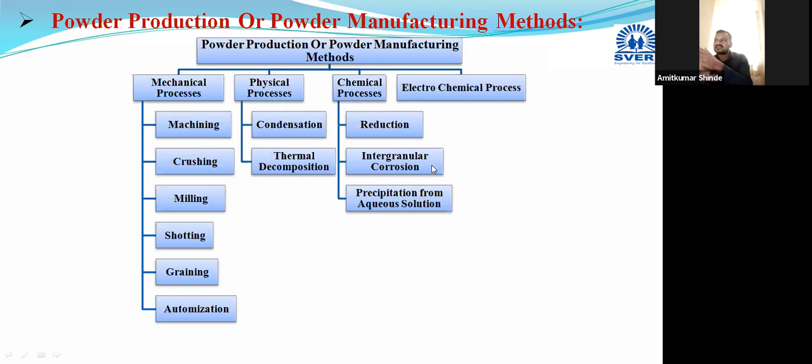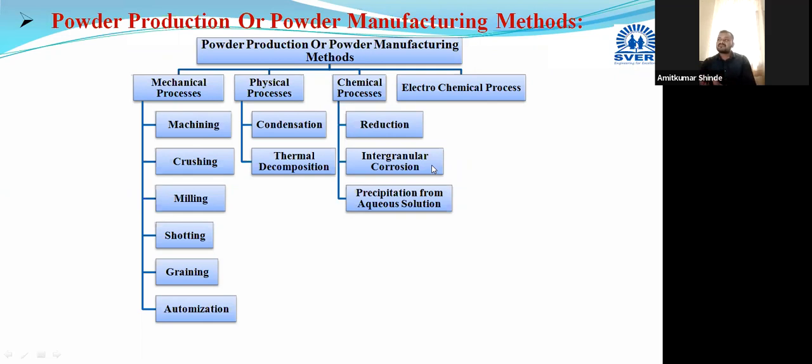Now how is this intergranular corrosion done? Initially we will take this stainless steel. As we know, stainless steel is an alloy of iron and carbon, and in that the principal alloying element is chromium. Then we are going to heat it in a temperature range of 500 to 800 degrees Celsius.